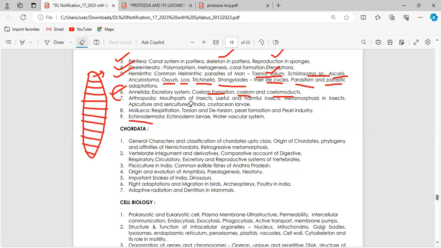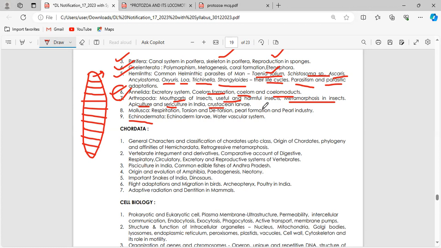Next, Arthropoda. They have given the mouth parts of insects, useful and harmful insects, metamorphosis in insects, apiculture, sericulture, and crustacean larvae. See, in Arthropoda, they have given the mouth parts of insects.